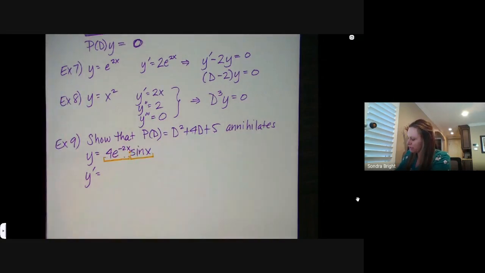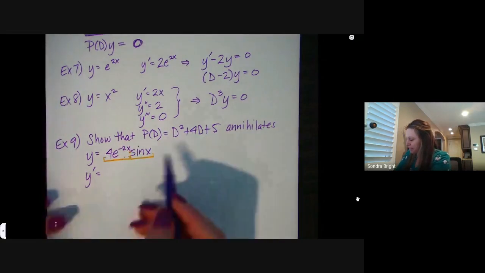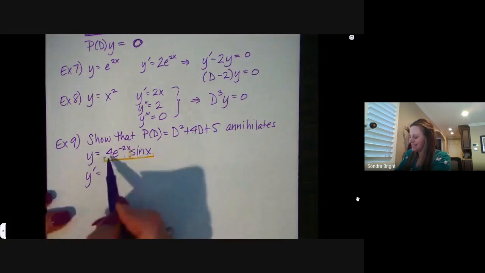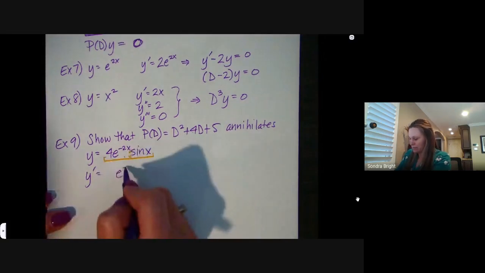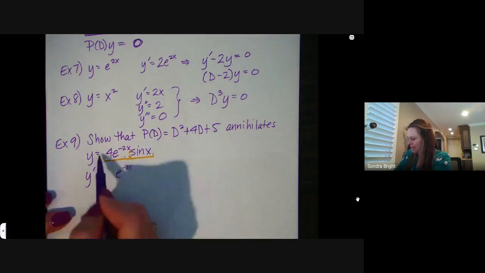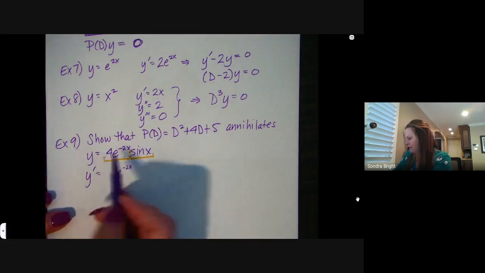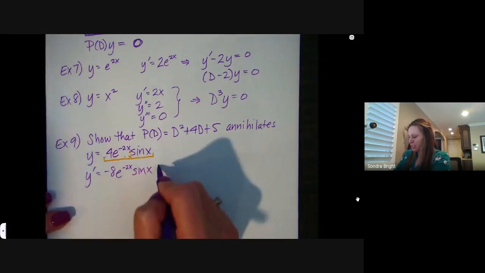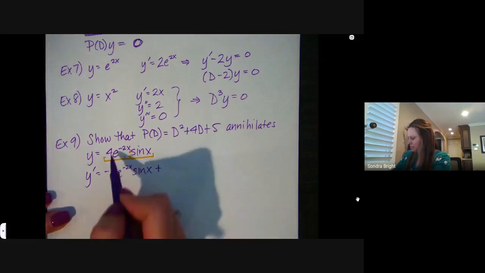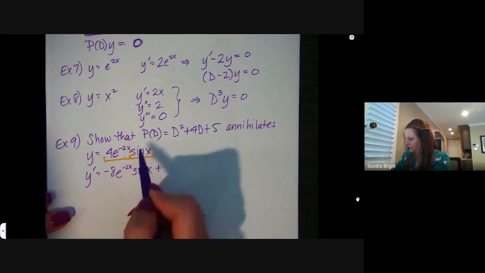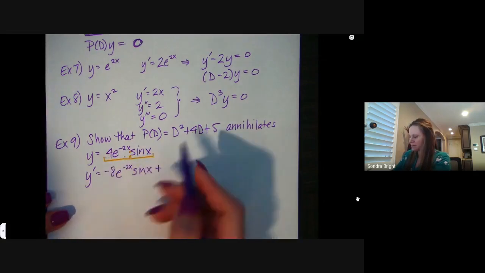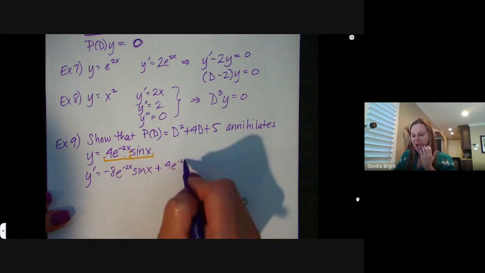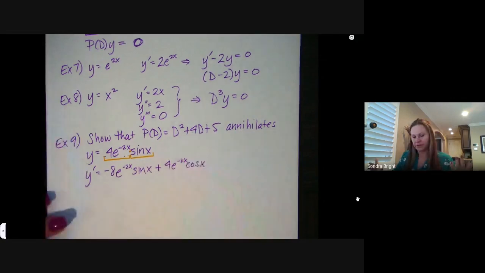So taking the derivative of the first would be e to the negative 2x, but then times a negative 2, and then times 4, so that gives me a negative 8 e to the negative 2x times sine of x, plus just the first times the derivative of sine. So that's a 4e to the negative 2x cosine of x. Yeah, there you go. First derivative, boom.